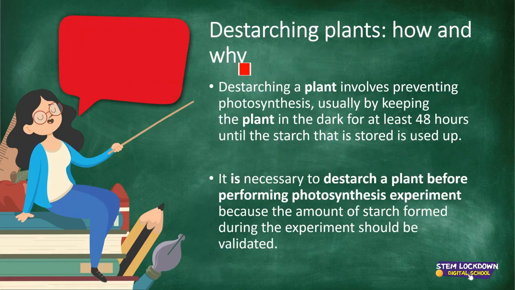So right, destarching plants. How and why? Why should it be done? Destarching a plant involves preventing photosynthesis. It's usually done by keeping the plant in the dark for at least 48 hours until the starch that is stored is used up. This is also a critical step in most investigations pertaining to photosynthesis. It is necessary to destarch a plant before performing a photosynthesis experiment because the amount of starch formed during the experiment should be validated.